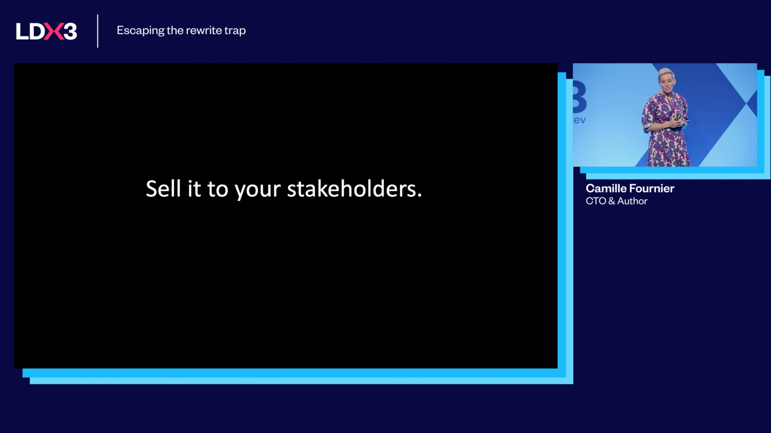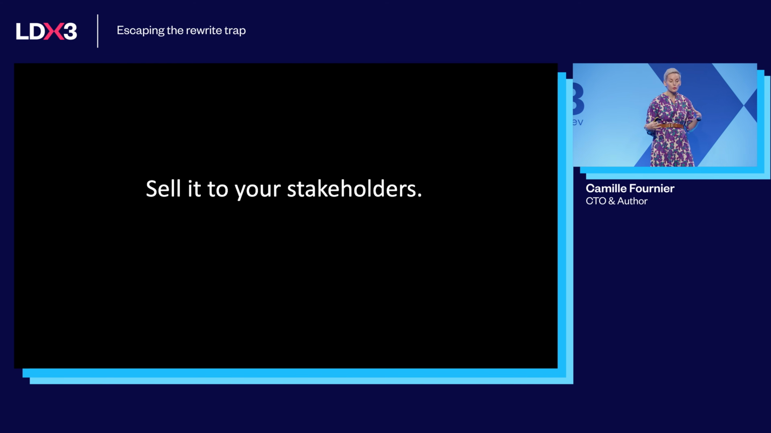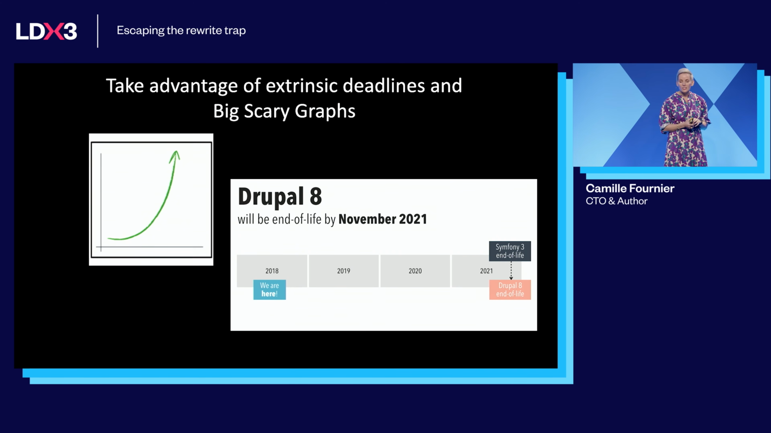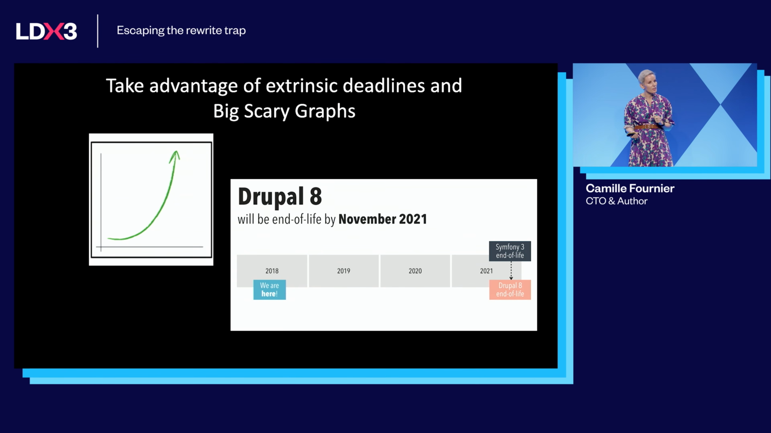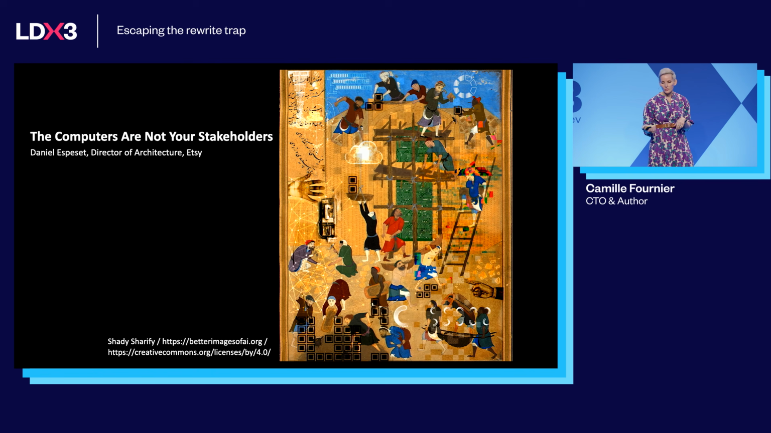You then need to sell this to your stakeholders, right? So you've got a couple of businesses that have said they could get value from this work. That's a very good start. You may need to sell it to other people, though. You may need to take advantage of end of life or other kinds of extrinsic deadlines that are coming up. You may also need to look at some big, scary graphs. This shows that our performance is going to fall off a cliff. Our scaling, we're not going to be able to scale. We can only take on 10 new customers when we really want to be able to take on 100, whatever, right? These are good ways to sell this kind of expensive project to stakeholders.